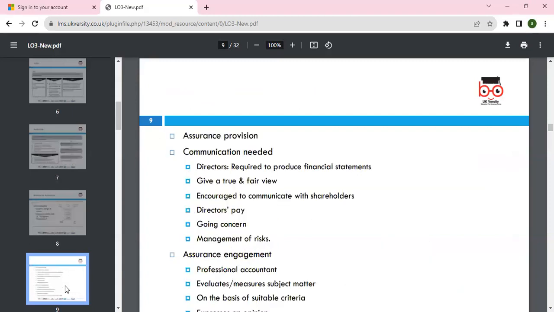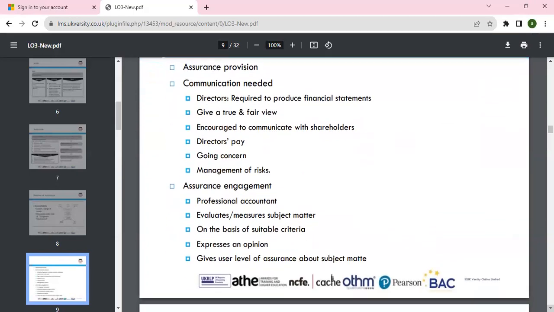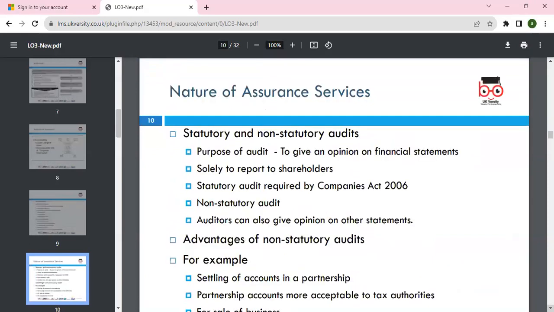Okay, guys. So assurance provisions, communication needed. Directors are required to produce a true and fair financial statement, encourage communication with stakeholders, director pay, going concern, management of risk, and what controls we have in place in our organization. Professional accountants follow all the requirements and have up-to-date CPD as well. They evaluate and measure the subject matter on the basis of suitable criteria, express an opinion and give a level of assurance, which we mentioned.